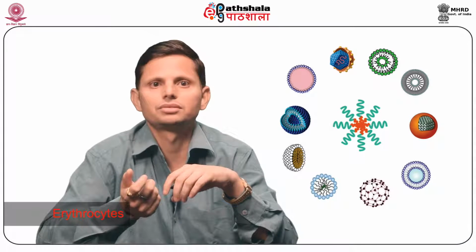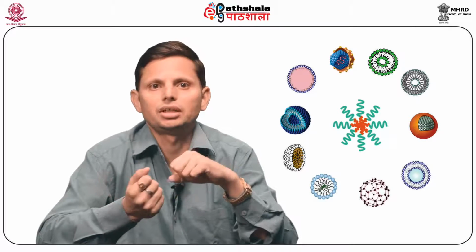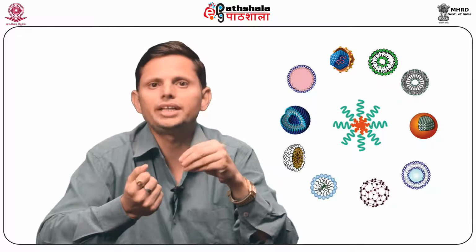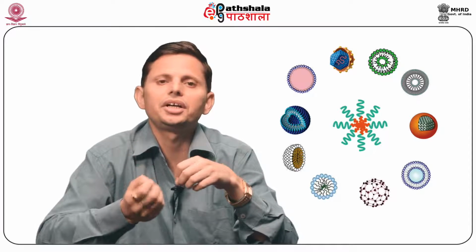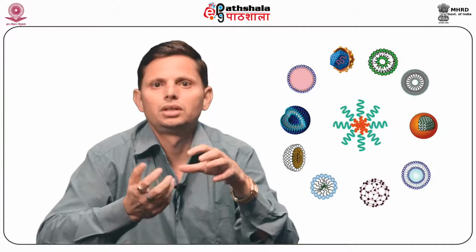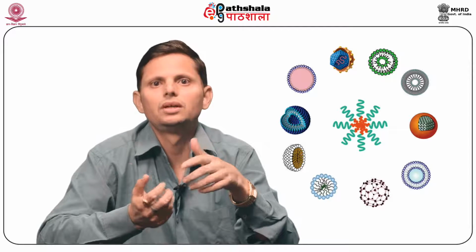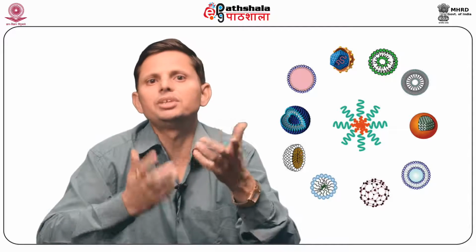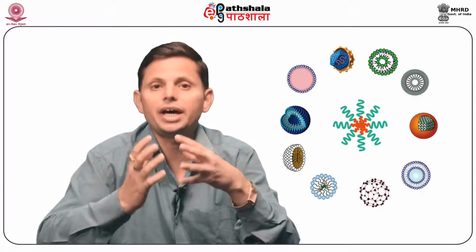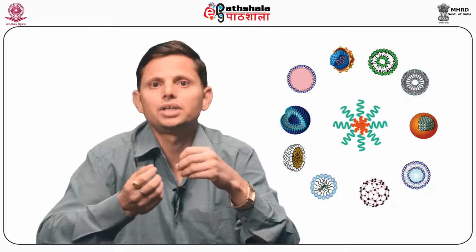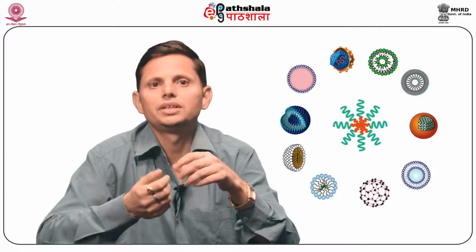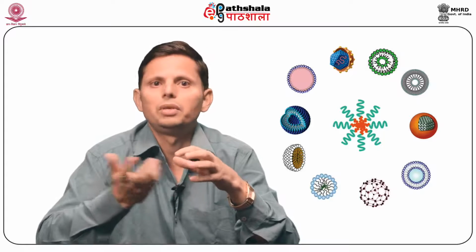Erythrocytes. What are erythrocytes? The name has been derived from erythro and cyte, a portmanteau of two words. Erythro means red and cyte refers to the cell. So that means erythrocytes are red blood cells.